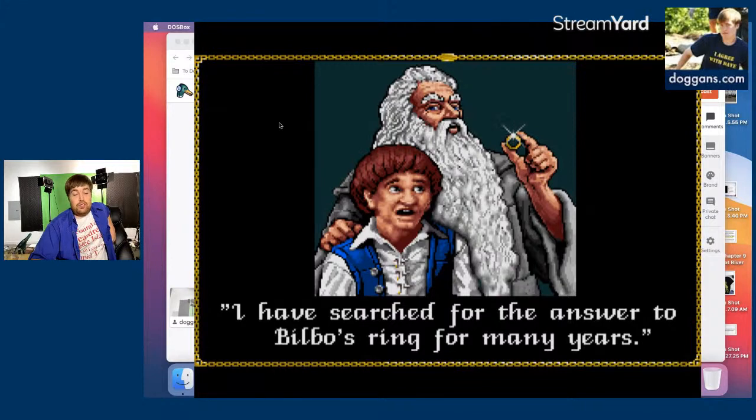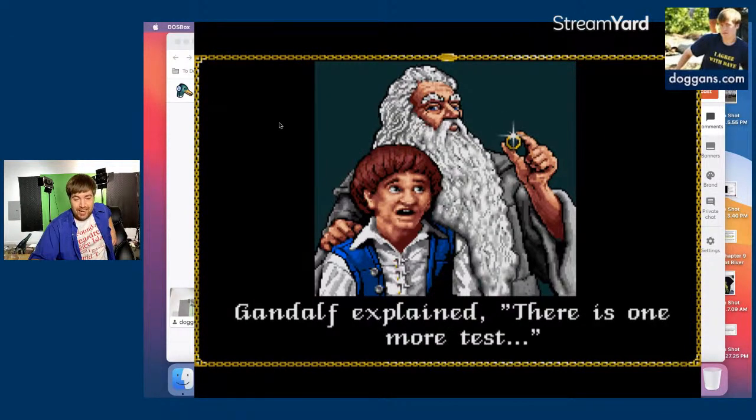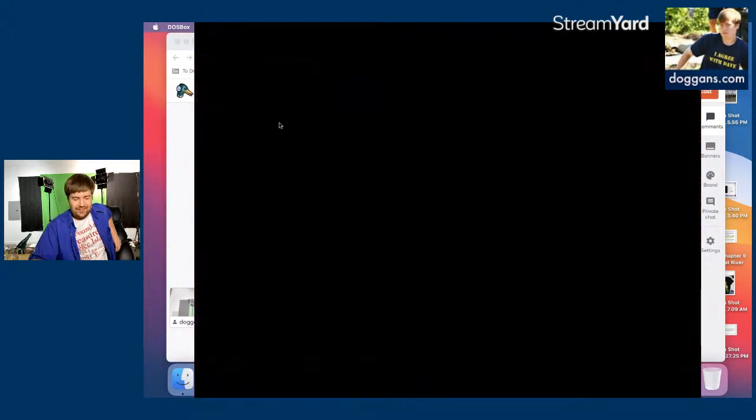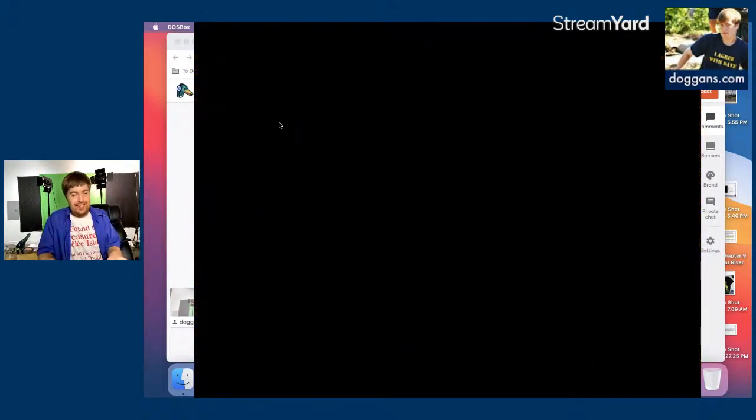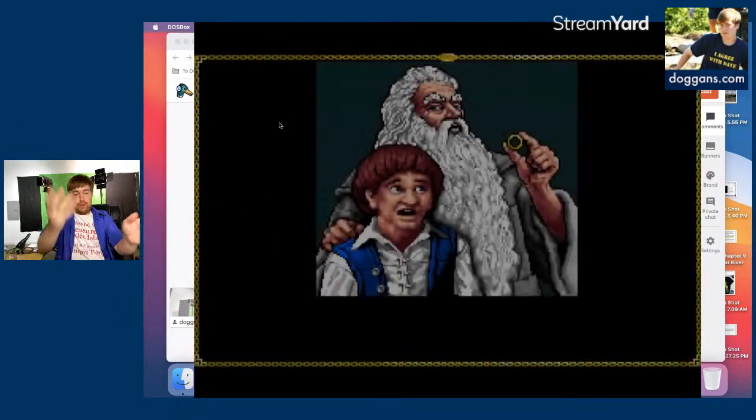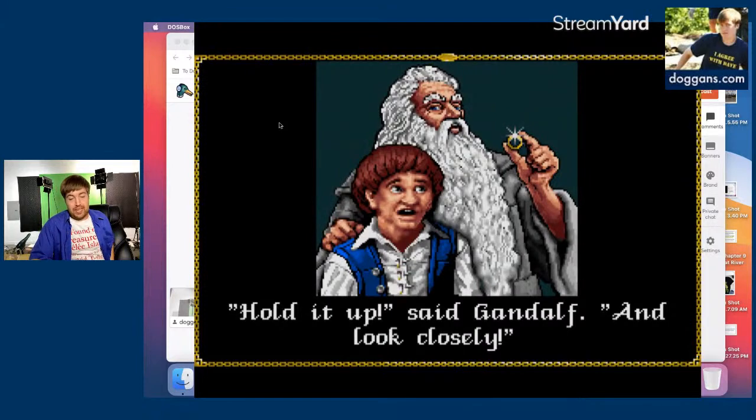I have searched for the answer to Bilbo's ring for many years, Gandalf explained. There is one more test. Hold it up, said Gandalf, and look closely.